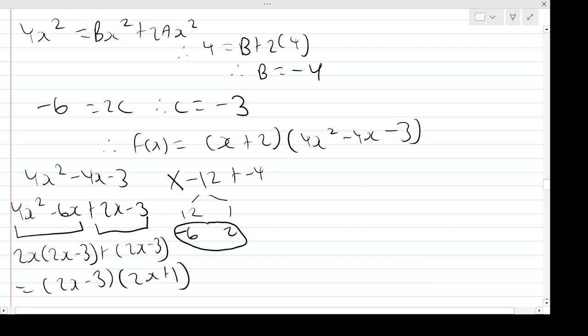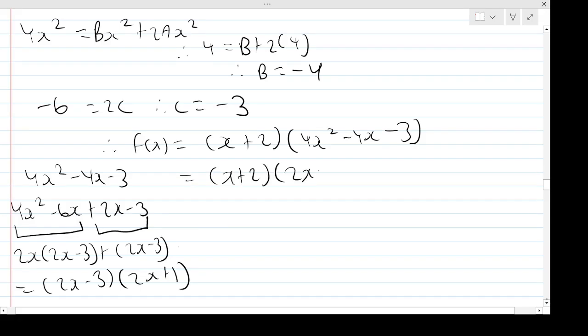So there we are. If we get rid of this now, I can further factorise f of x to x plus 2, 2x minus 3, and 2x plus 1. And there we are.